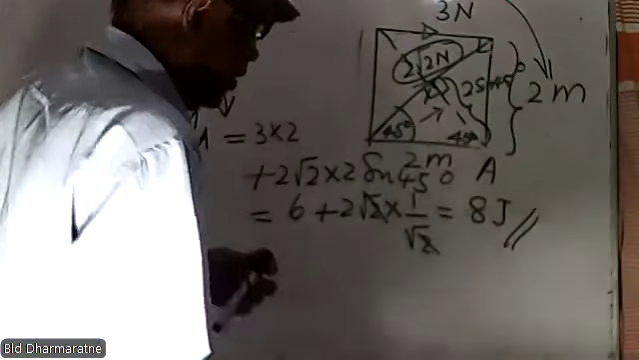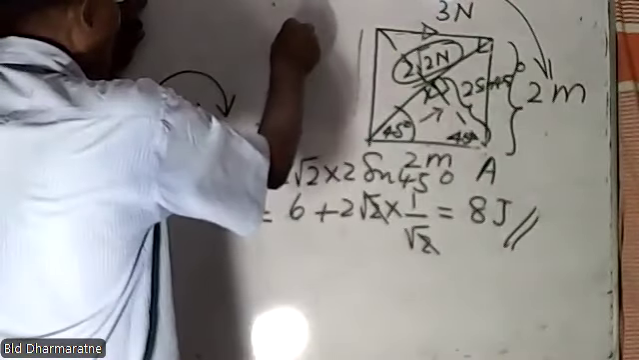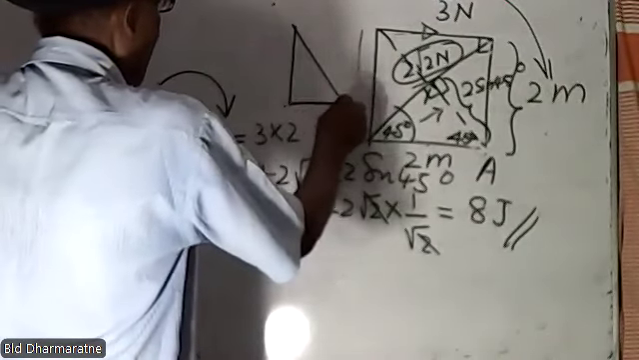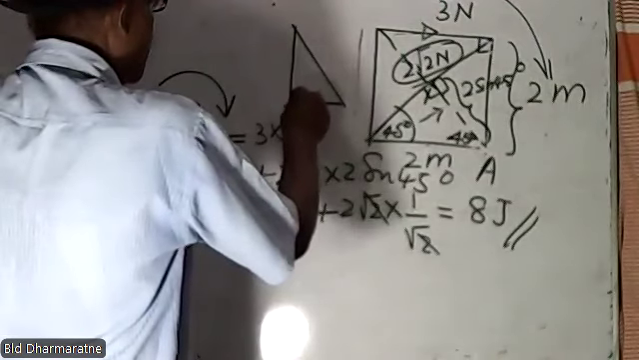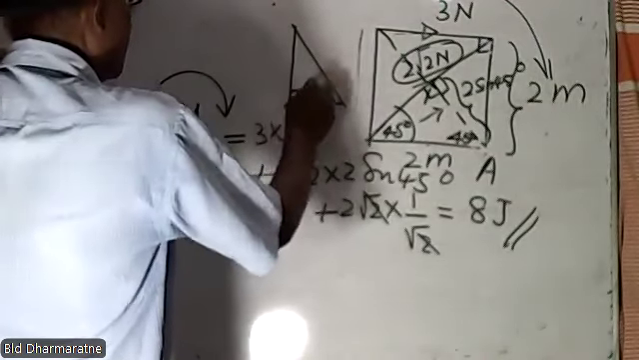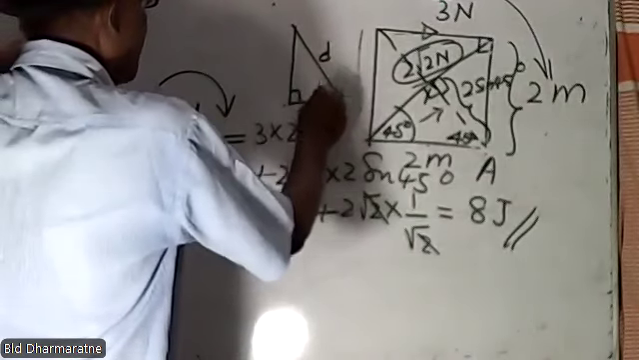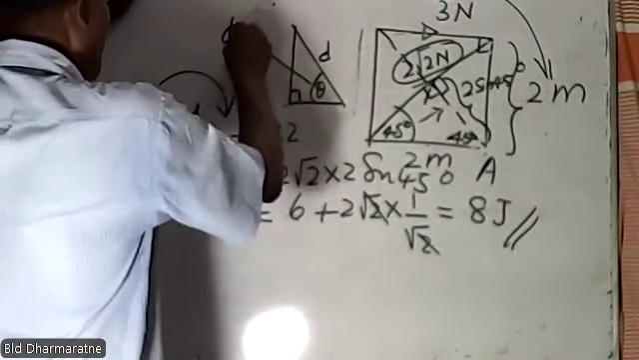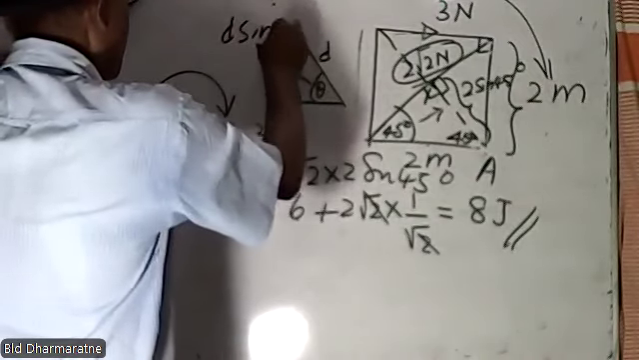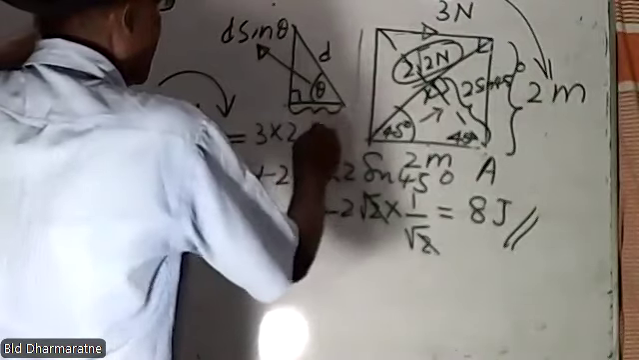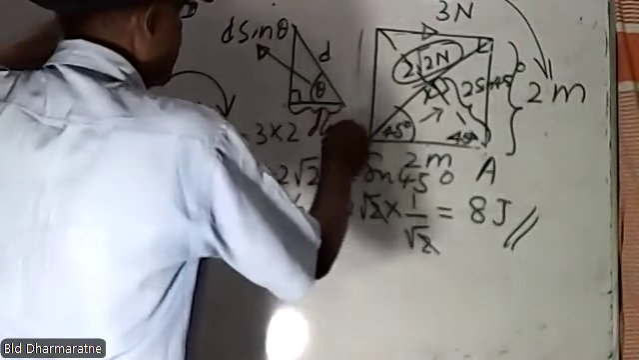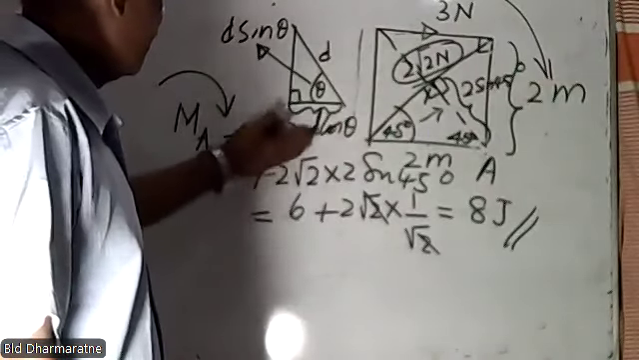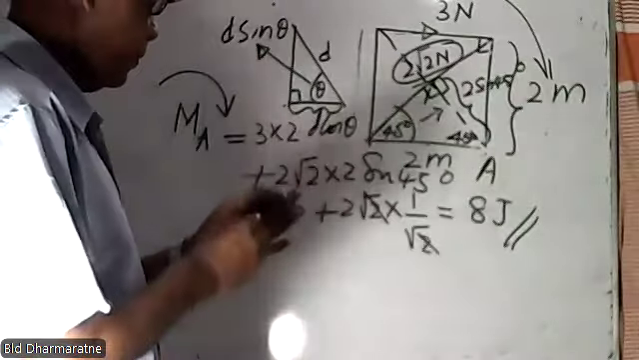Or remember this thing. This is the triangle, this is 90 degrees. This is D, this is theta. This opposite side is D sine theta. This adjacent side is D cos theta. Using only that. This is D cos theta, this is D sine theta.